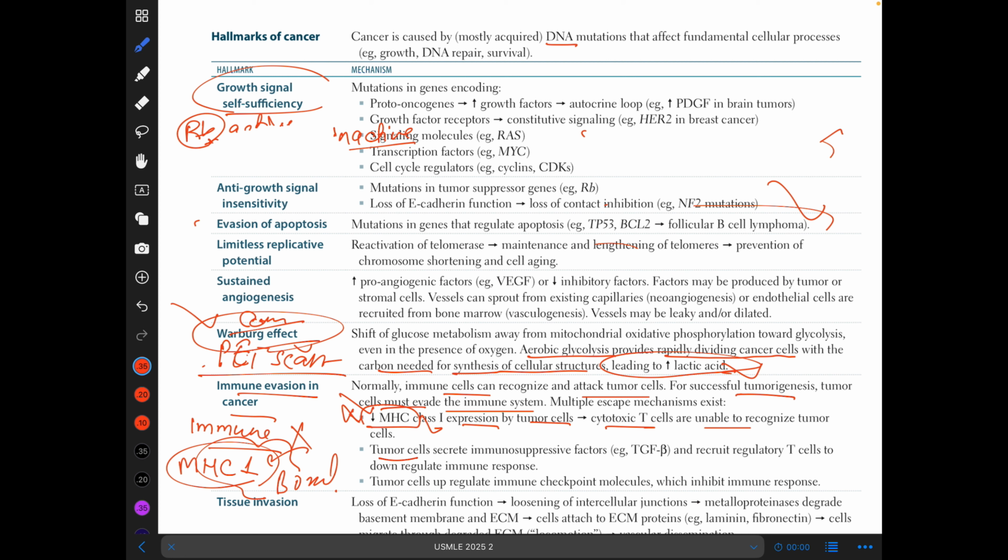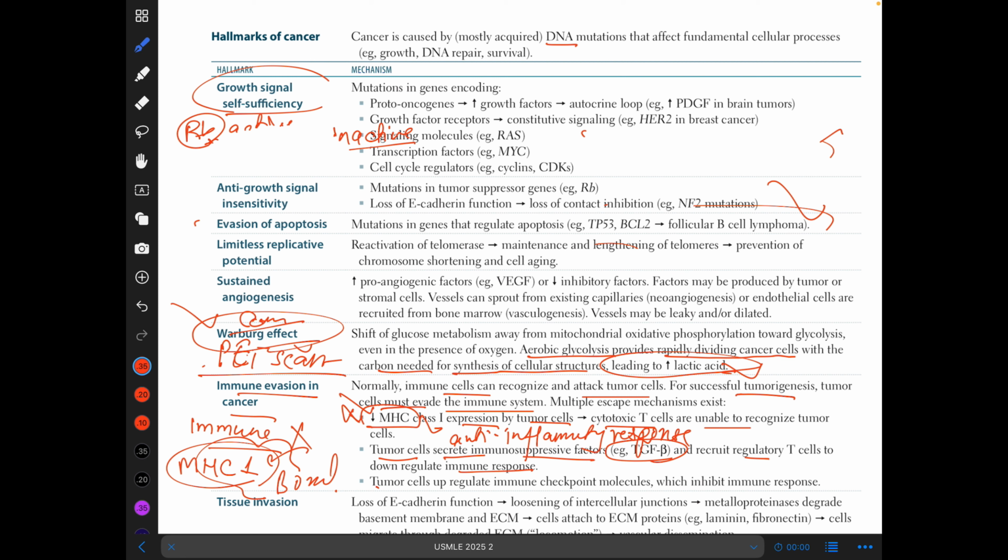The second thing is that tumors secrete immunosuppressive factors, like tumor growth factor beta, and regulatory T cells regulate the immune response. These are anti-inflammatory responses, due to which your immune system does not respond well and just chills. Everything seems normal in the body.